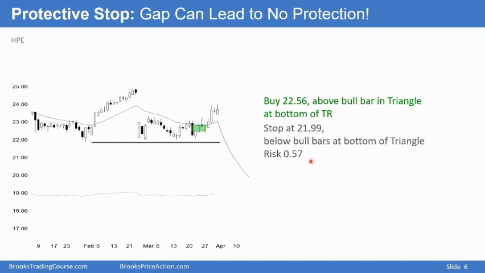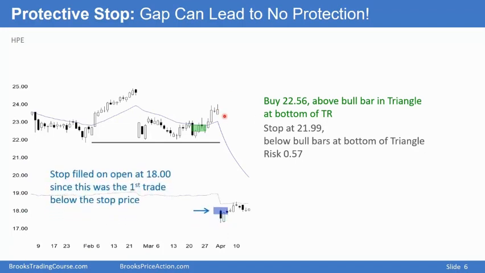But remember, the first trade that touches your price or goes below your price makes your stop order a market order. And if you're long and this is the day before earnings, you have to be prepared for a surprise. And this is what happened. The next day, the market opened down here at 18. This is the first trade at or below your stop order. So your stop order becomes a market order down here, and you get filled around $18. Instead of risking 57 cents, you end up losing $4.56, not just 57 cents. Your stop offered no protection.